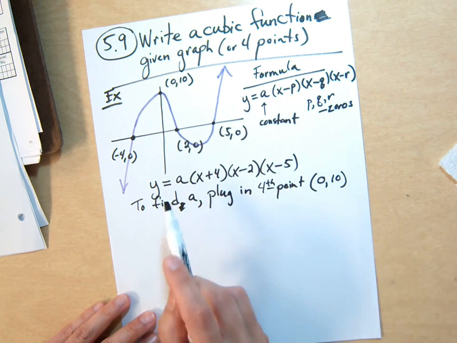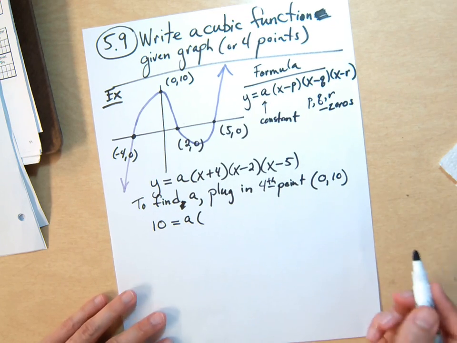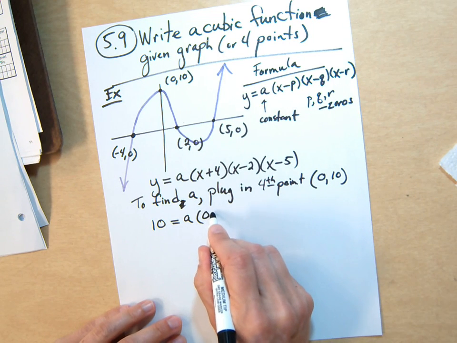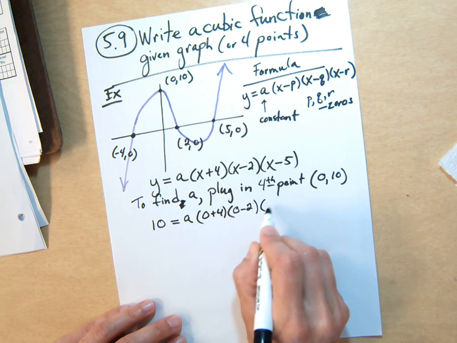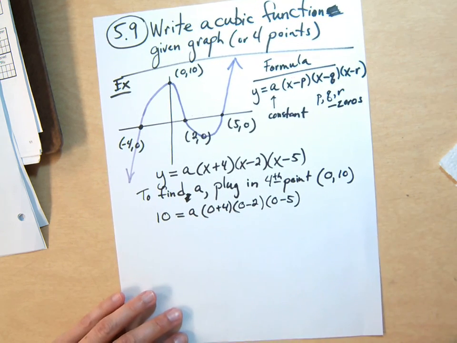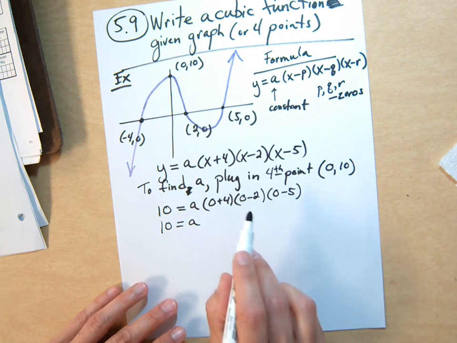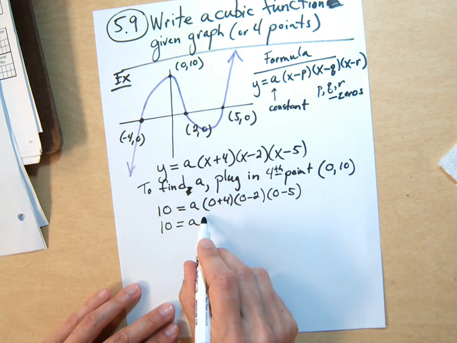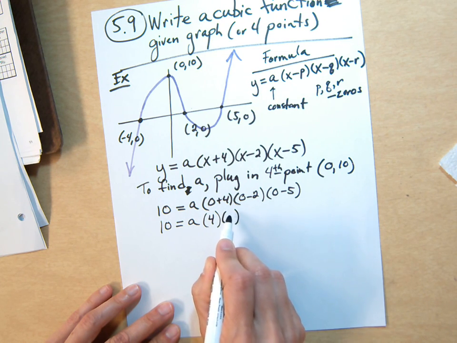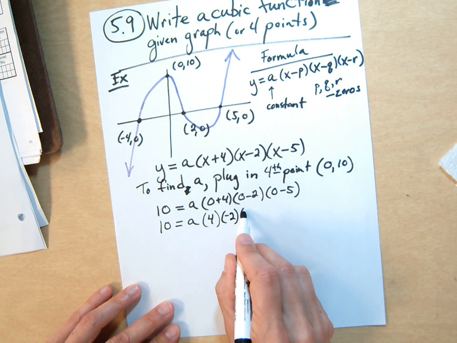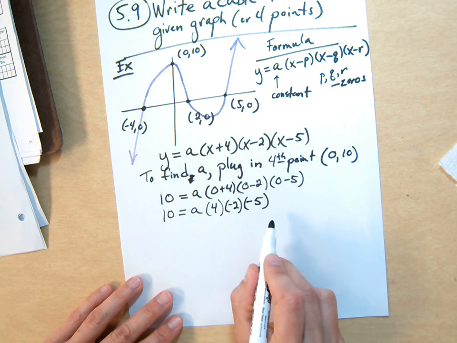So I go, okay, y is 10, I replace that. A is, I don't know yet. What do I replace x with? 0. 0 plus 4. I have to put it in everywhere I see an x. 0 minus 2, 0 minus 5. So conveniently, remember PEMDAS, you do what's in parentheses first. So 0 plus 4 is 4. 0 minus 2, negative 2. 0 minus 5 is negative 5. Then we do multiplication. Any questions?